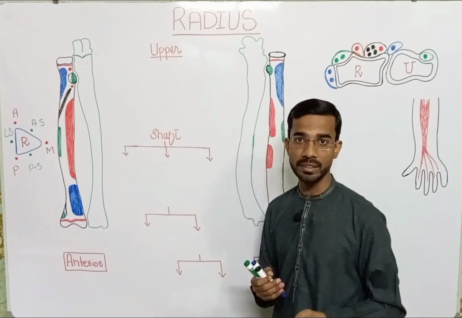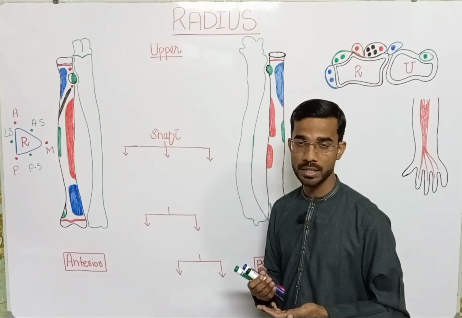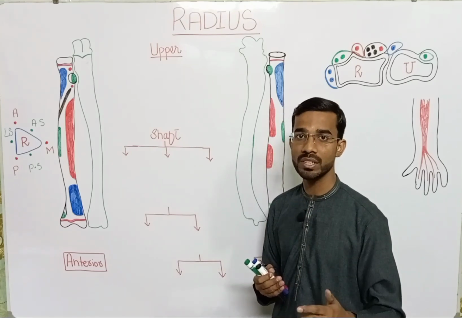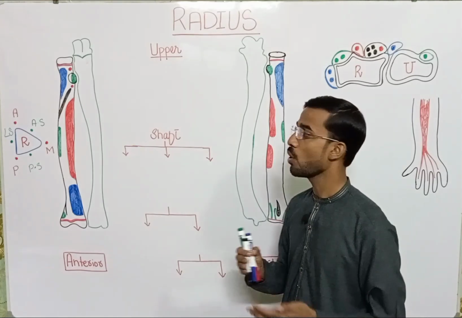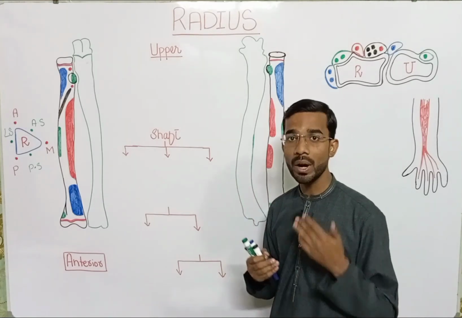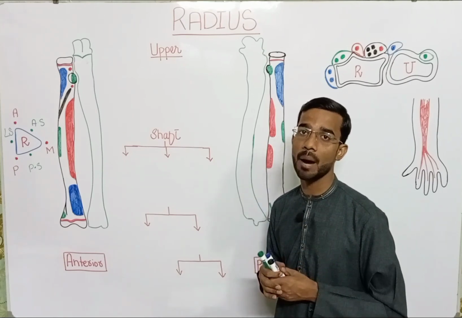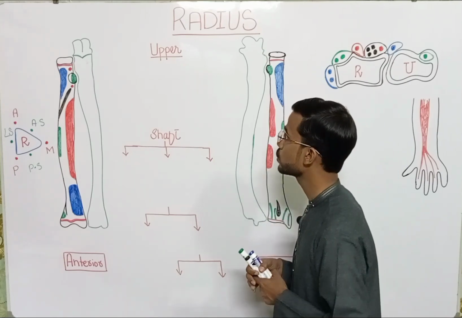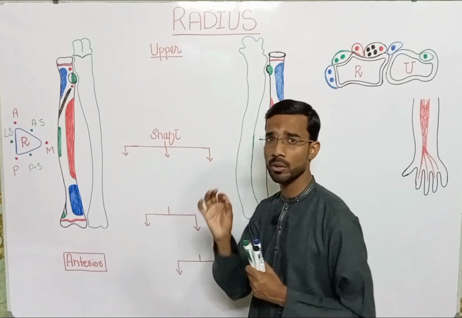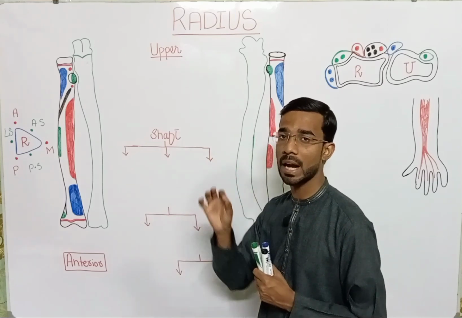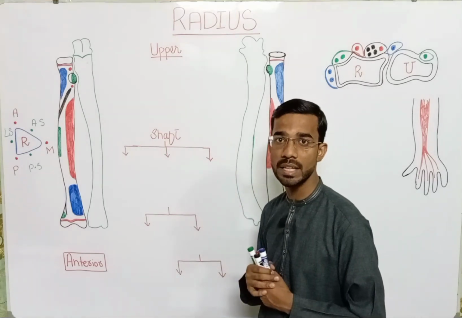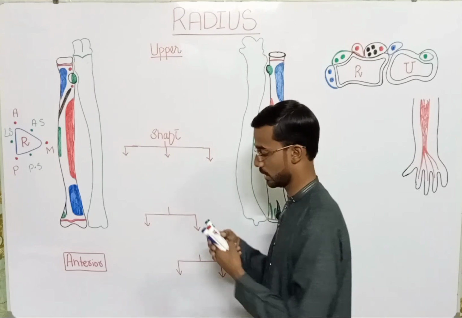We actually divide the radius into three parts: upper portion, shaft region, and the lower portion. First of all, we will discuss what different muscles and ligaments attach to the upper part of the radius. The most important component present at the upper part of the radius is the radial tuberosity.